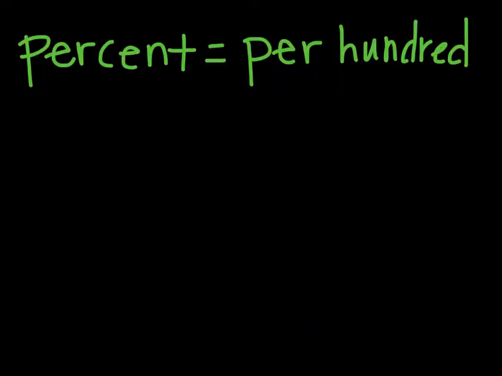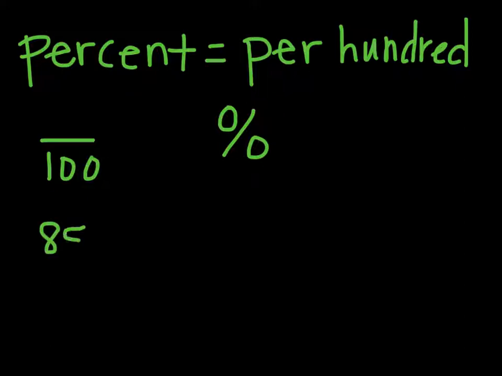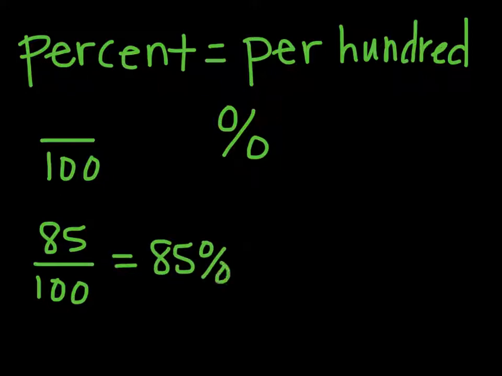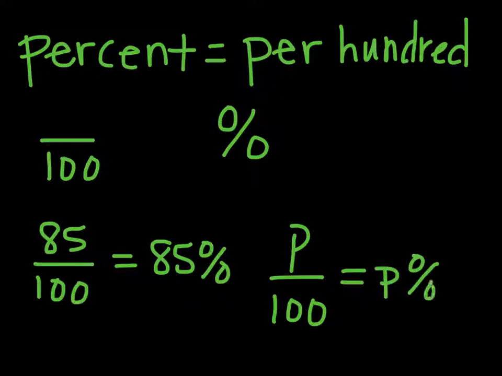The word percent means per 100. A percent is simply a ratio whose denominator is 100. And the symbol for percent looks like this. If we're going to write a percent as a number, this would be 85%, which could be written like this as well. If we were using an algebraic expression, p over 100 would be the same as p percent.